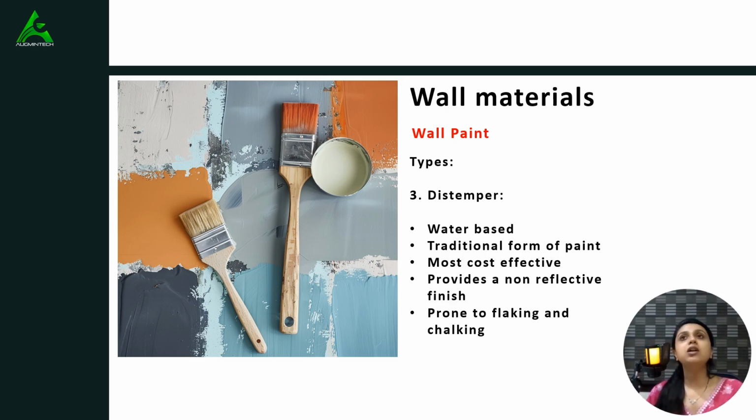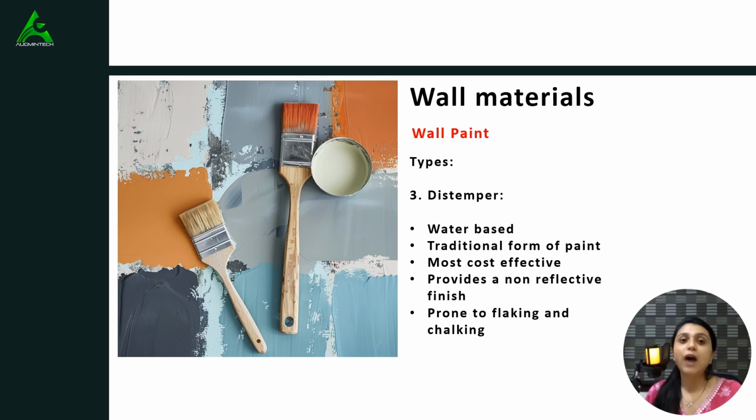But also there is another drawback of using this paint: it is prone to flaking and chalking. So maybe when you have painted your walls with distemper paint, after some time, if there is change in humidity, you might feel that the paint is starting to chalk up. So now the powder which was there inside the paint has started to come out. So it starts to chalk and flake. So that is also one thing.